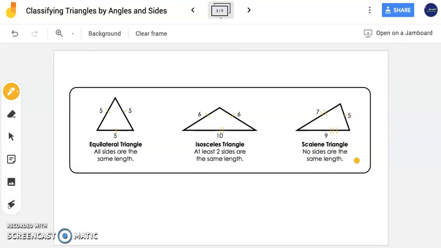Now, if you are not given the exact measurement and you're just given side lengths that are marked up with dashes, take a close look at those dashes because that will really help you to identify what type of triangle it is. Now, during today's activities, you're either going to be classifying triangles by angles or sides. To determine that, you have to see what is given to you.